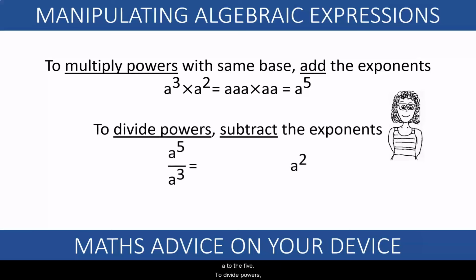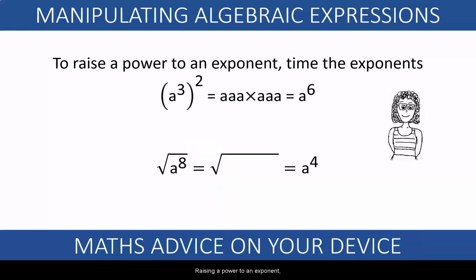To divide powers, we subtract the exponents. Why? Well, very simple. How many a's go into a? 1, so these 3 a's cancel each other out. We are left with 2 a's at the top. That is a squared.